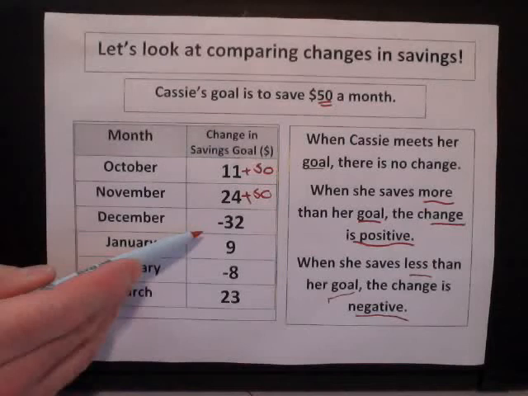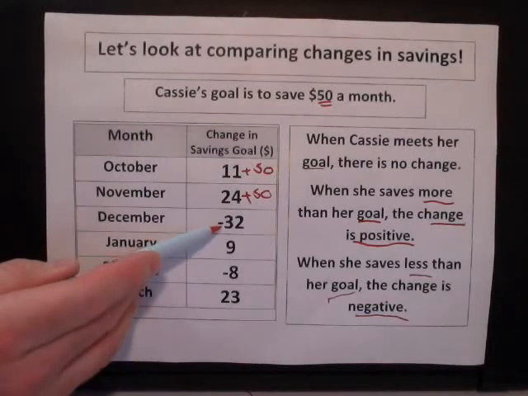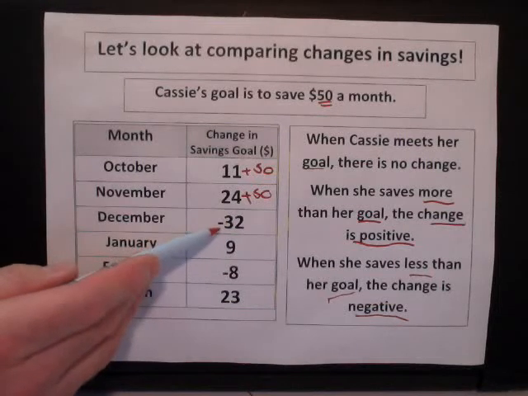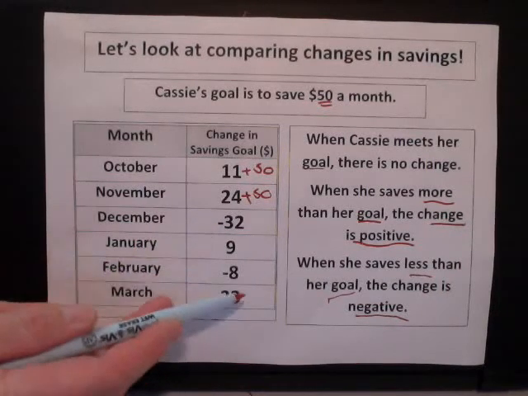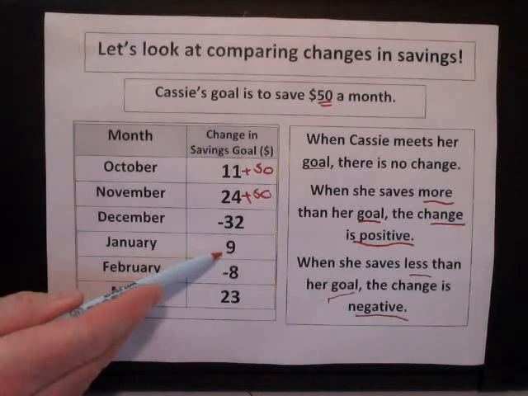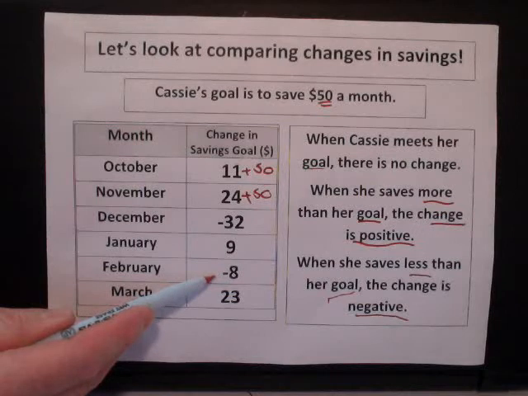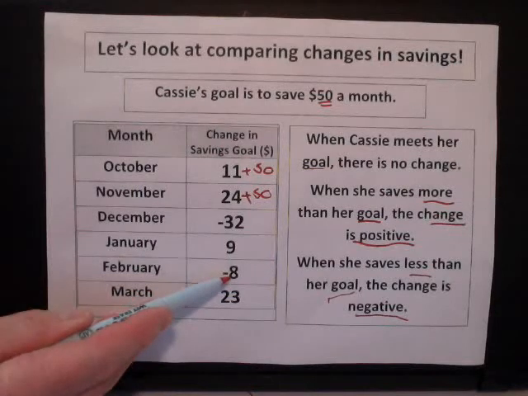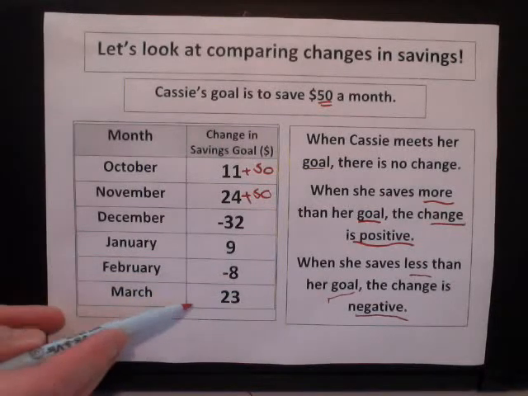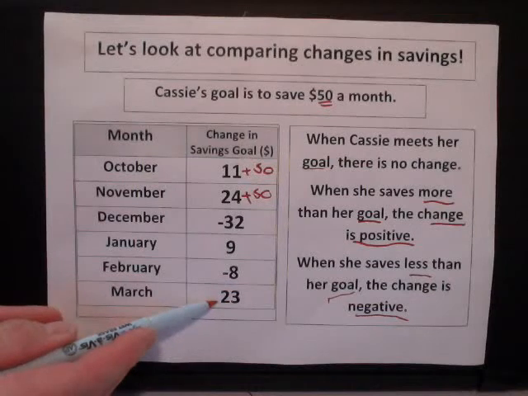And then in December, however, there was a negative $32 change in what she wanted to do. So she did not save very much, did she, in December? She didn't meet her goal by $32. And then in January, she saved $9 more, so that's a positive change. In February, she's back down to negative change. In other words, she was only able to save $42 in February because there was a negative 8 change. And then in March, she's back on track and she saves $23 more.